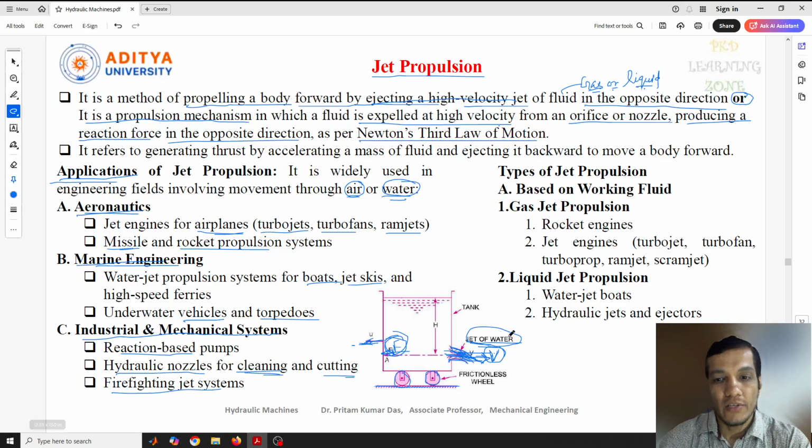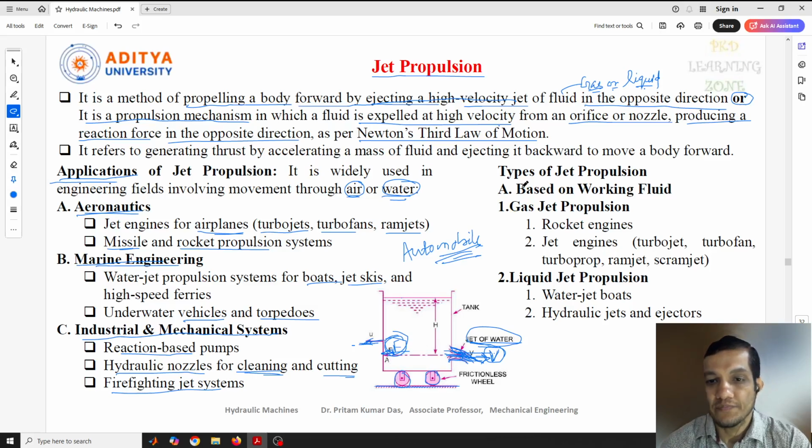Even apart from this, we can use it in automobiles. If I give an example, in the automobile area we can use it for high velocity engines, or high speed vehicles. When we prepare, these applications will be there in automobiles. So this jet propulsion is categorized into different types.